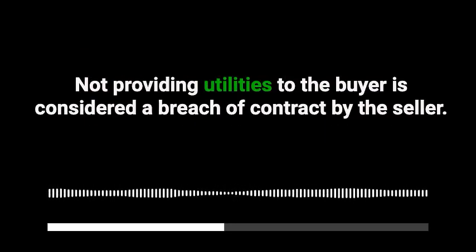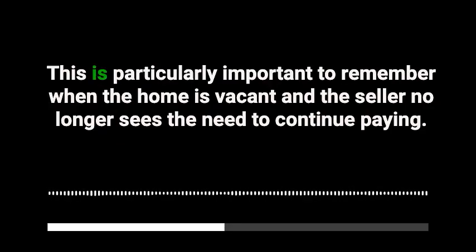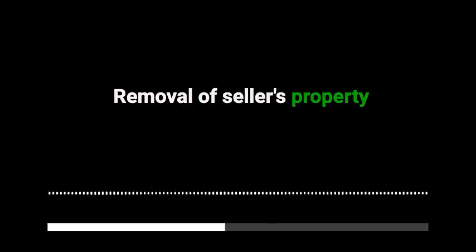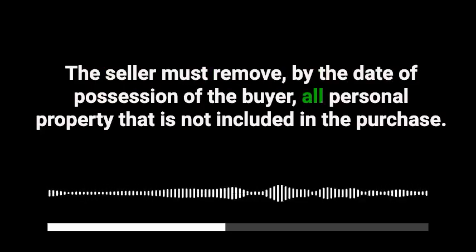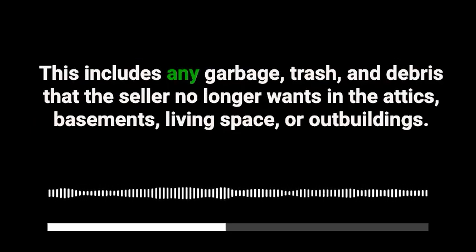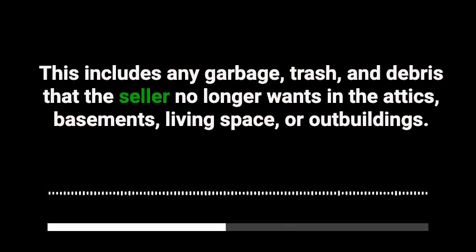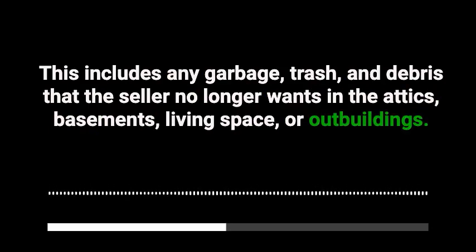Not providing utilities to the buyer is considered a breach of contract by the seller. This is particularly important to remember when the home is vacant, and the seller no longer sees the need to continue paying. Removal of seller's property. The seller must remove, by the date of possession of the buyer, all personal property that is not included in the purchase. This includes any garbage, trash, and debris that the seller no longer wants in the attics, basements, living space, or outbuildings.